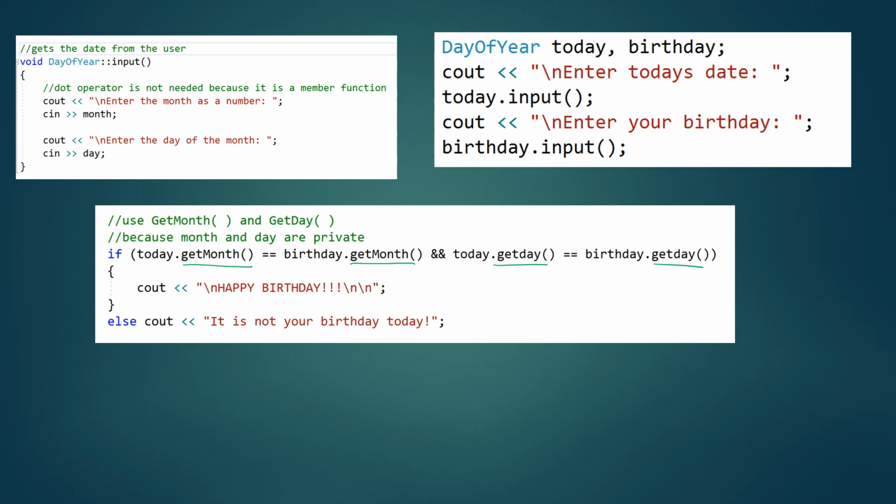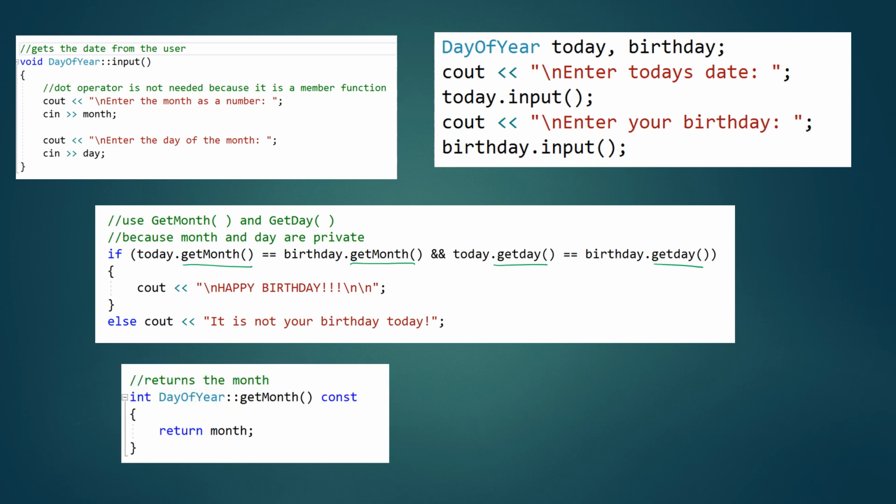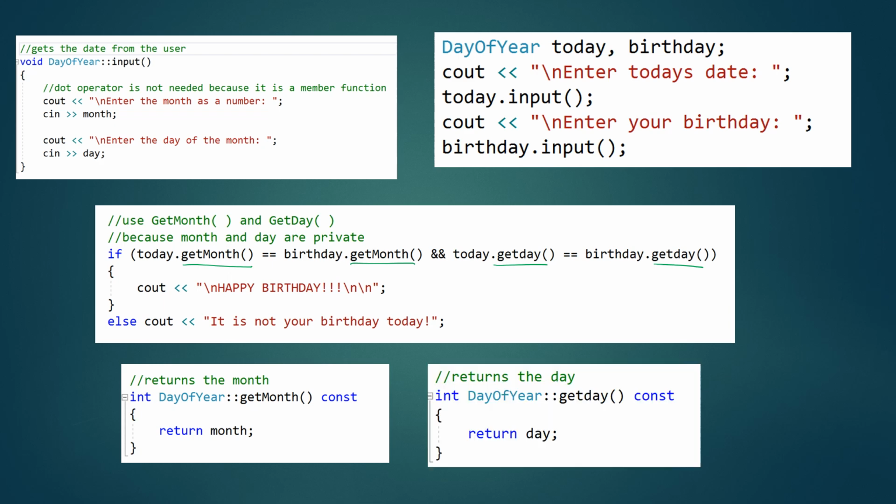But I could not go if today.month equals birthday.month, because month is a private member variable, so I need to use accessor functions to access that private data. So this is my accessor function get month, and this is my accessor function get day.